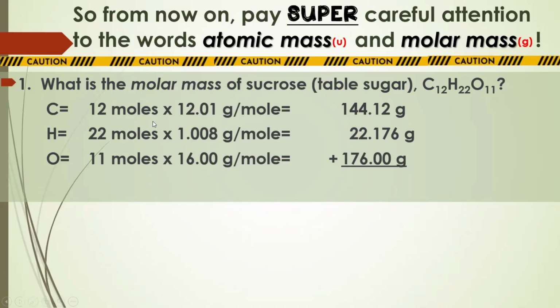So we're multiplying 12, since there's 12 carbons, 12 moles times 12.01 grams per mole for the carbon, and we get 144.12 grams. We're multiplying 22 moles times the molar mass of hydrogen and 11 moles times the molar mass of oxygen. So we cancel out the moles, and that leaves the grams. We add them up, and we get 342.296 grams.